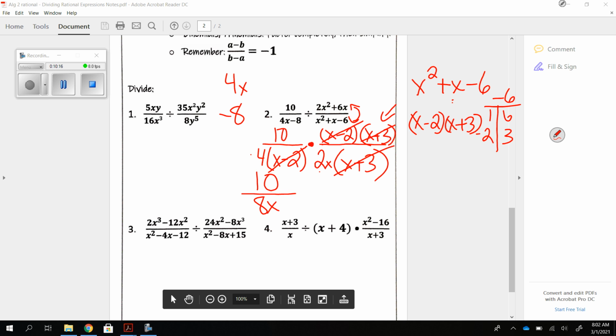All right, we can simplify that a little bit more. Please don't just put that as your answer. We're going to simplify it a little bit more. Just divide it by 2, and we get 5 over 4x. And that is the simplest form of the answer to number 2. And we're done.